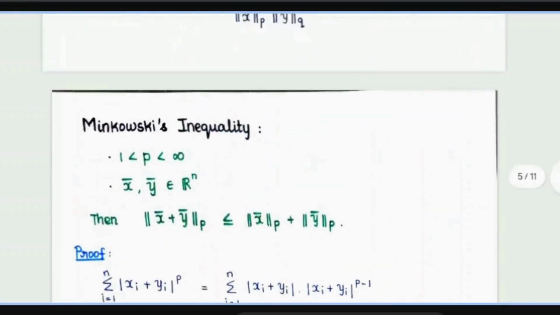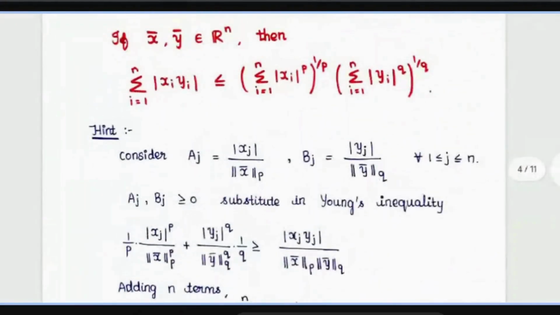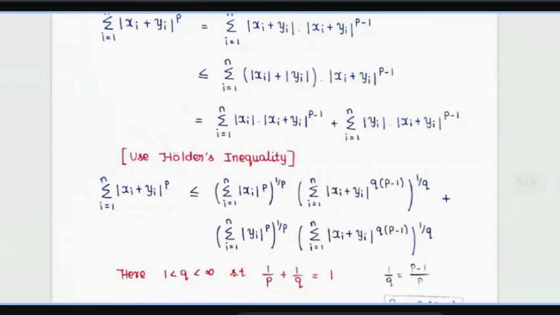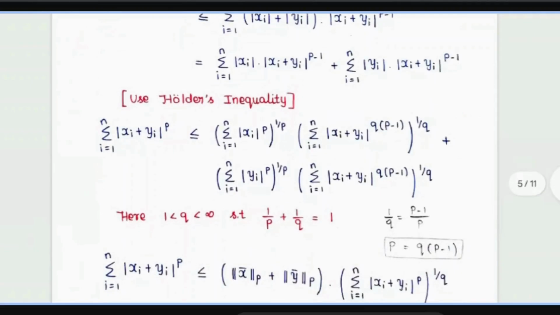And what does Holder's inequality say? Summation |xi yi| is less than or equal to (summation |xi|^p)^(1/p) times (summation |yi|^q)^(1/q). So we are just applying the same thing here. Remember, p and q are conjugates: 1/p + 1/q = 1.